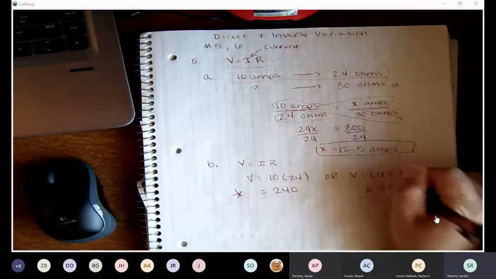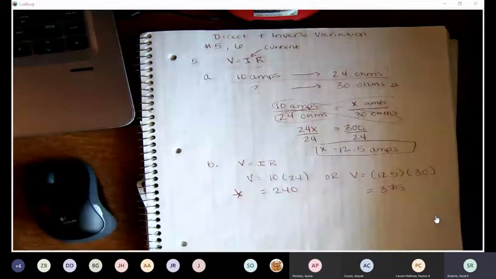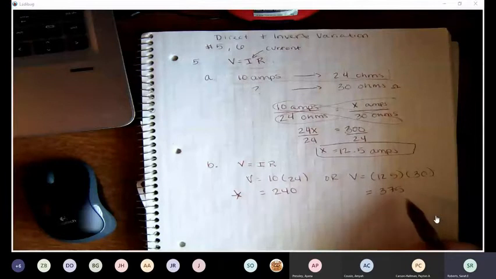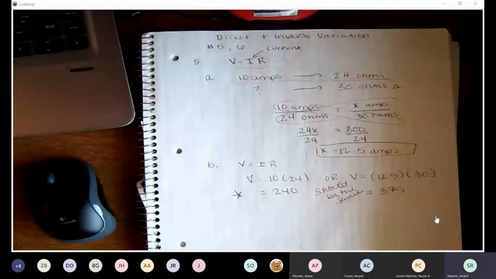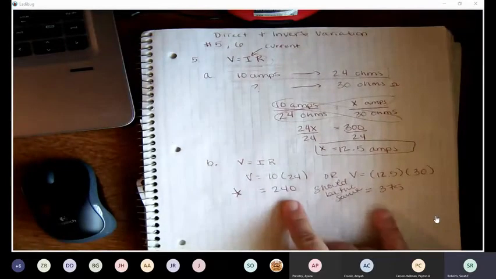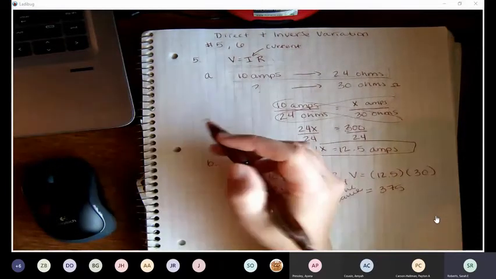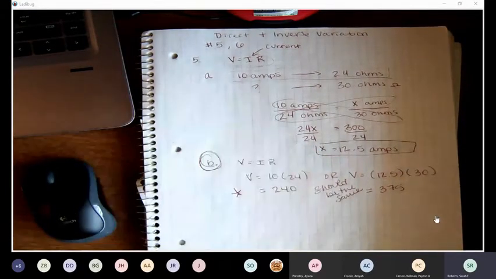375. And do you guys see how we get different values there? So the issue is that we should get the same values. But they don't really give you enough information to find a good constant of proportionality. So you end up with two different answers. So this is a problem with this problem.